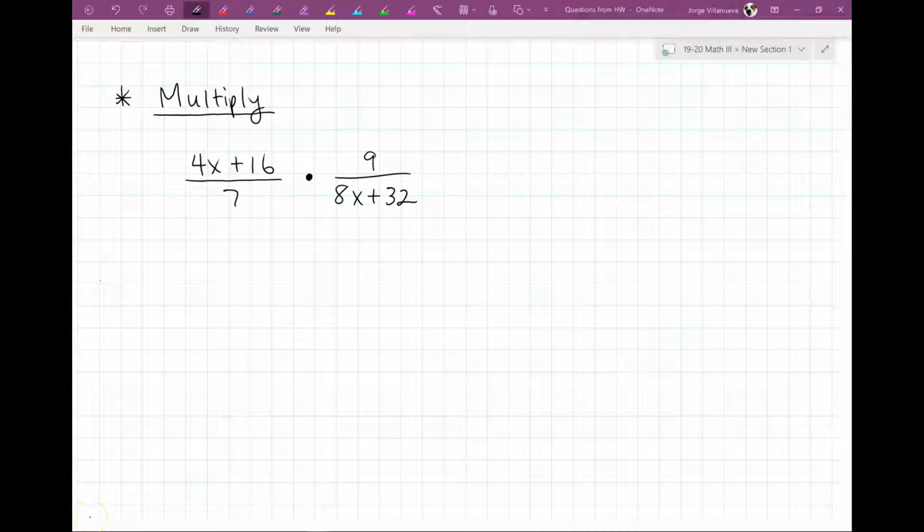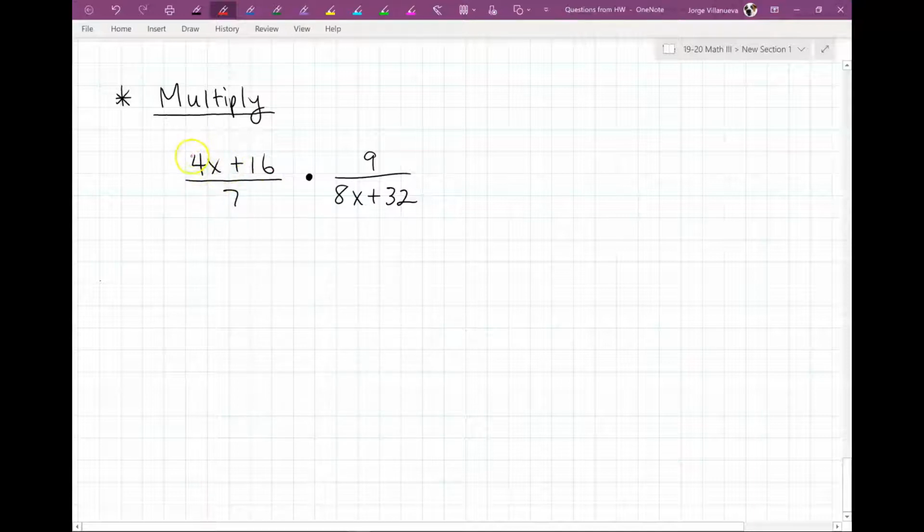All right, so this quick question here that I was asked says that they need us to multiply these two things. So what I'm going to do, anytime you're going to multiply any type of rational expression, you want to try to factor everything as much as possible. So let's look at the left side fraction over here.